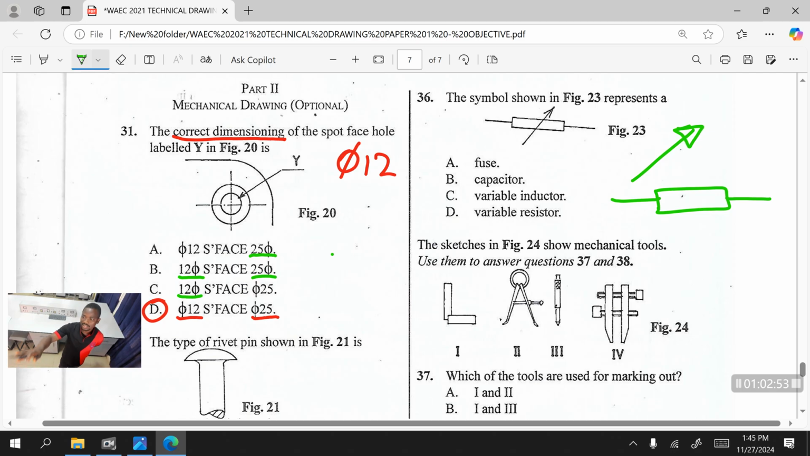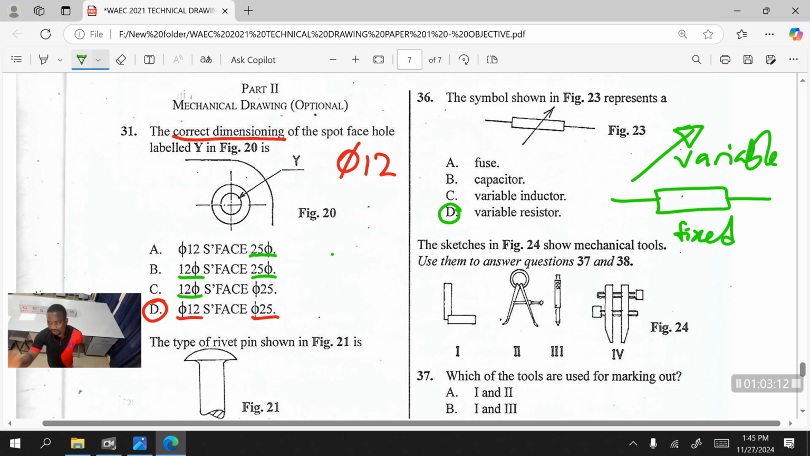So if they have showed you only this, it is a fixed resistor. This should be fixed like this. Do you get it now? But the moment they put an arrow to it, it makes it what? A variable resistor. So the answer is what? Variable. What's the difference between fixed and variable?